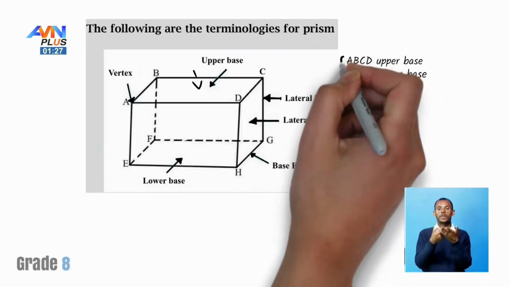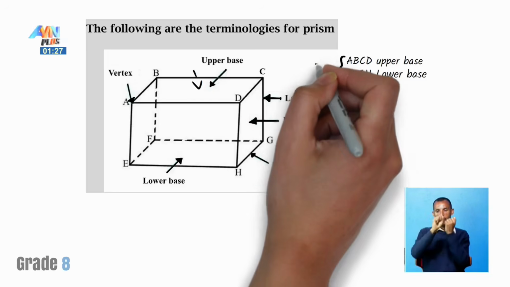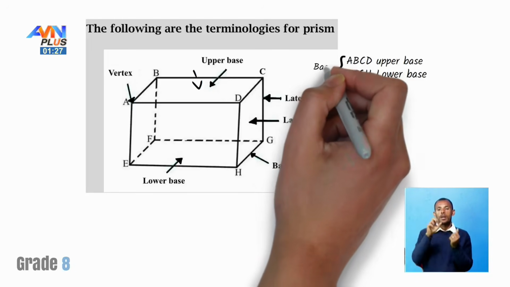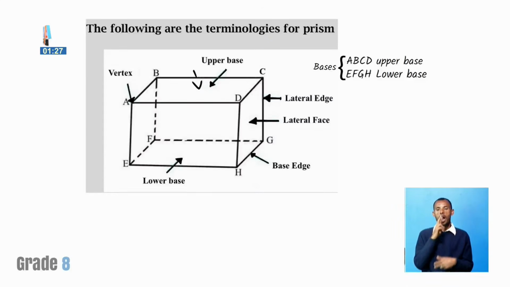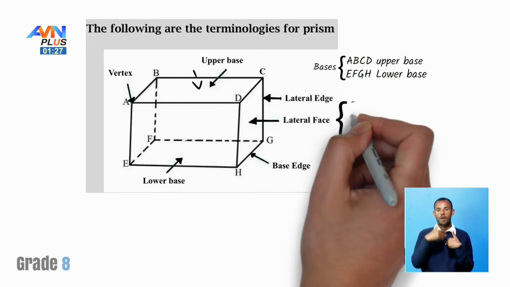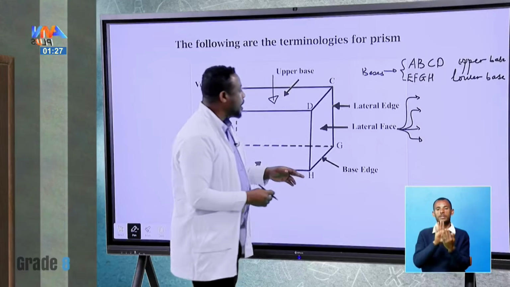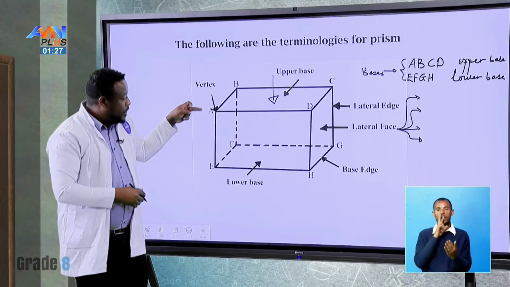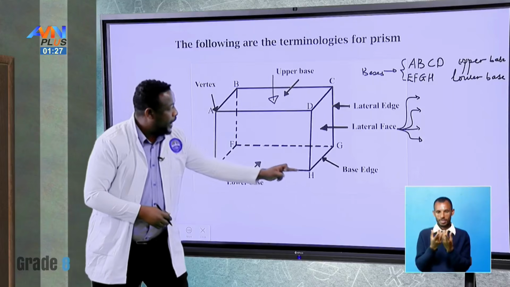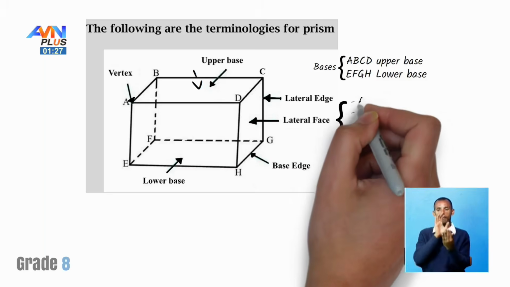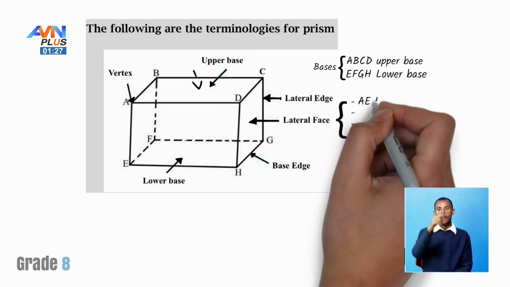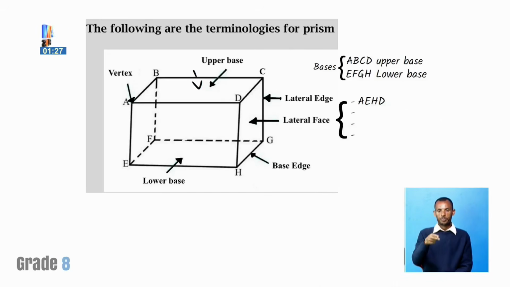These 2 are the bases. The lateral faces are here. We do have 4 lateral faces. These lateral faces are the front part, A, E, H, D. One of the lateral faces is A, E, H, D.